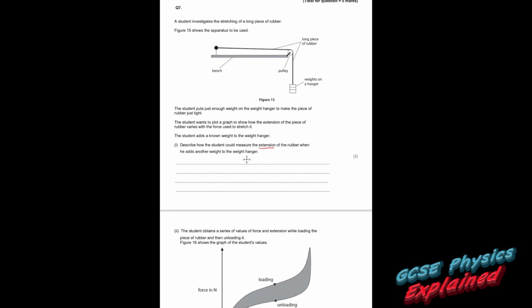Right, so get the length with a ruler of the known weight. Add another weight on and then re-measure how long it's gone, and the difference is the extension. Because remember, the extension is the new length, take away the original length. So you're definitely going to get 2 marks for that. You can get anything up to 5 really.